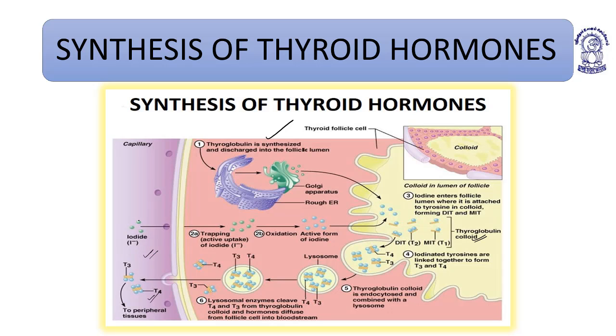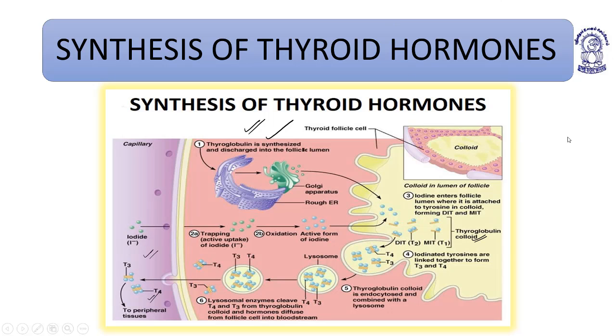They release iodide ions in the blood. It again becomes a part of the cycle. So this is the synthesis of thyroid hormones, and how thyroglobulin is produced in the follicular lumen. Then it combines with the iodine. This iodine makes MIT and DIT, which further undergo a coupling reaction to form T3 and T4. Then they are endocytosed by a lysosome, and then they are released into the blood. So this is the synthesis of thyroid hormones.